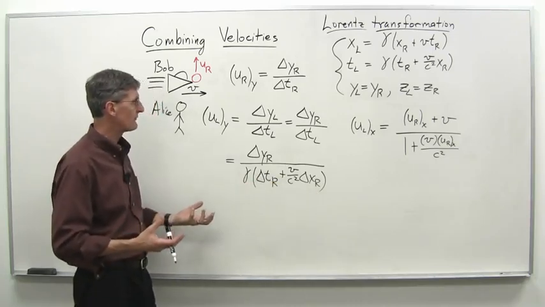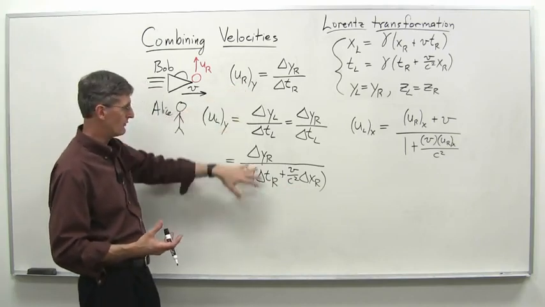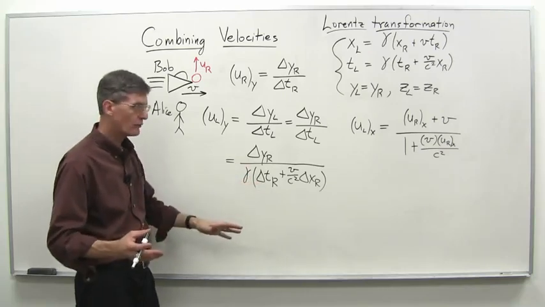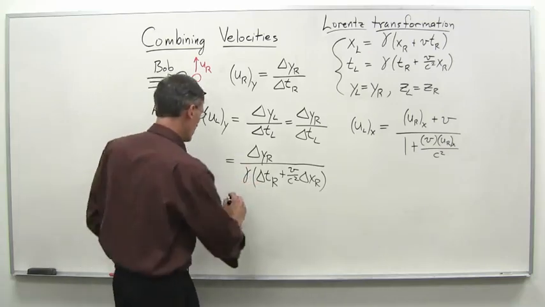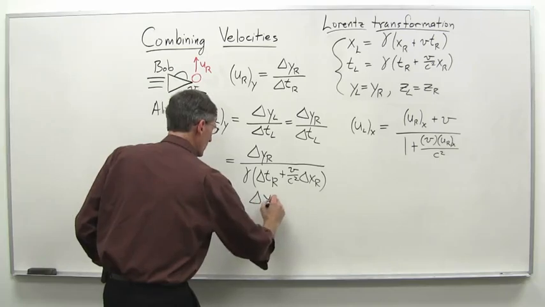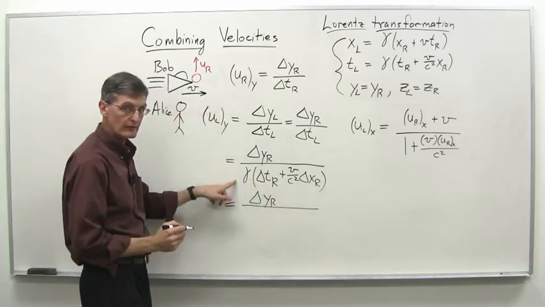Again, we'd like to simplify. We'd like to be able to get some of the u sub r rocket frame y components in here. And so let's pull out this delta t sub r, sort of like we did before, and see what happens here. So we have delta y sub r on the top still. And we've got a gamma here. The gammas don't cancel this time.